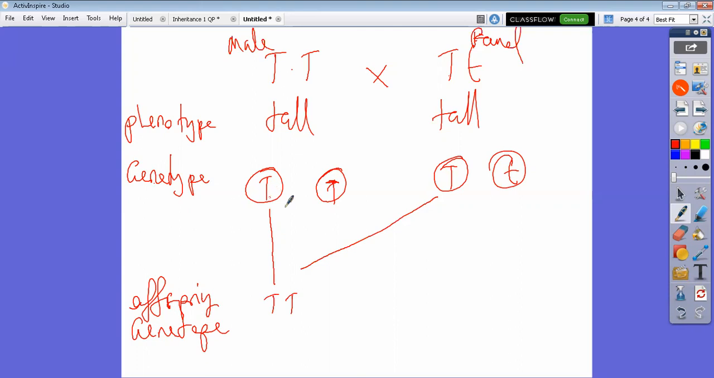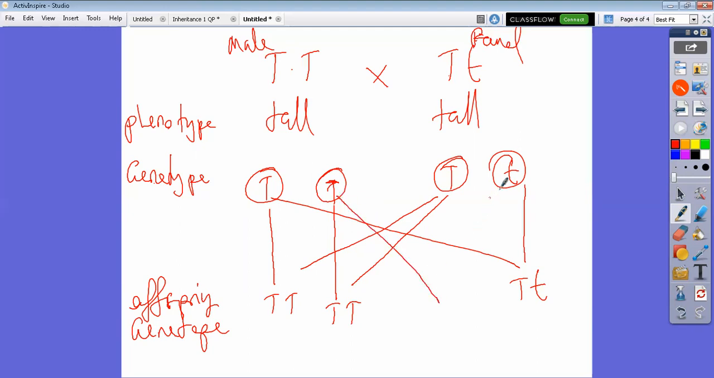This same T can combine with this here and form a what? A T and a small t. Always start with the capital letter T. Clear? Again, it's a tall one, but heterozygous. Is that making sense, everyone? This T here can combine with this T here and form a what? A TT. Is that making sense? Everyone? Then this T here can combine with this T here and form a TT.